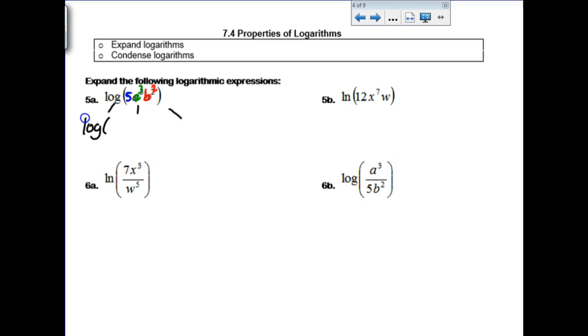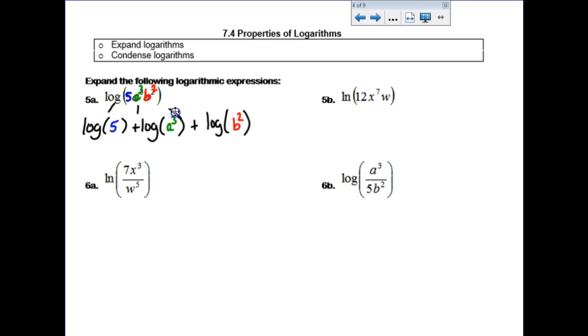So I have log of 5 plus log of a to the 3rd plus log of b to the 2nd. And why is this not done? Are you going to ask if you can skip that step? Yeah. Yep. Kyle says bring those exponents down.